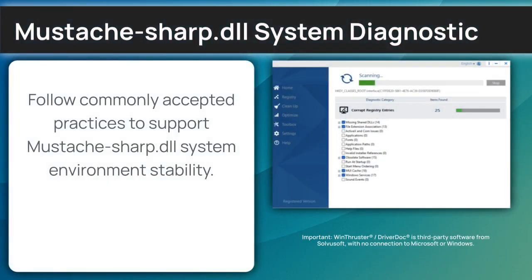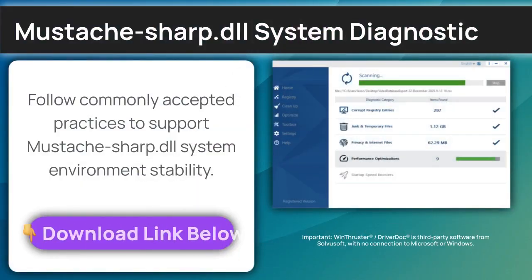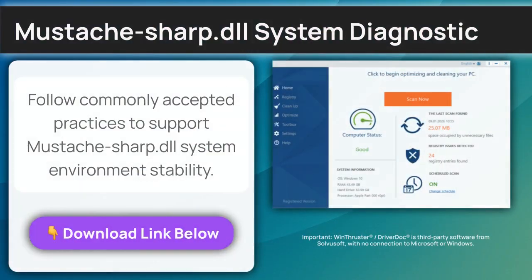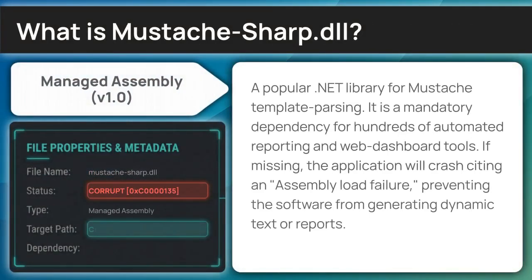To start our troubleshooting for Mustache-sharp library, you can follow my manual steps or use a utility for a clean environment review. This is the Mustache-sharp library, a popular .NET library for Mustache template parsing. It is a mandatory dependency for hundreds of automated reporting and web dashboard tools. If missing, the application will crash, citing an assembly load failure, preventing the software from generating dynamic text or reports.